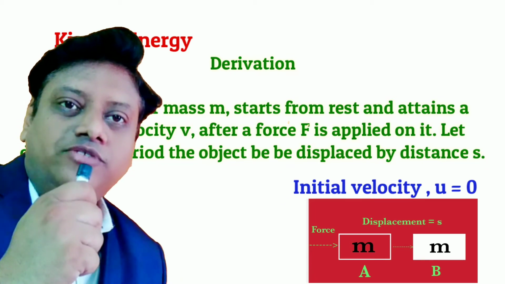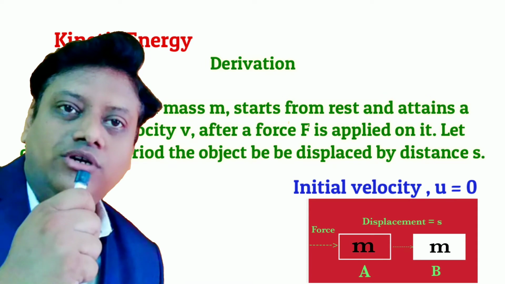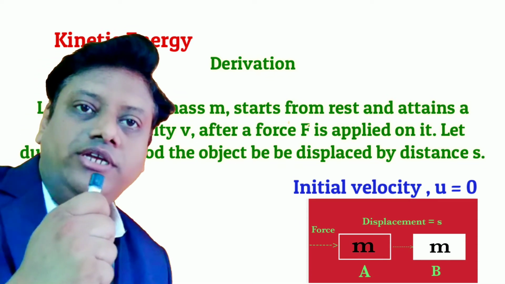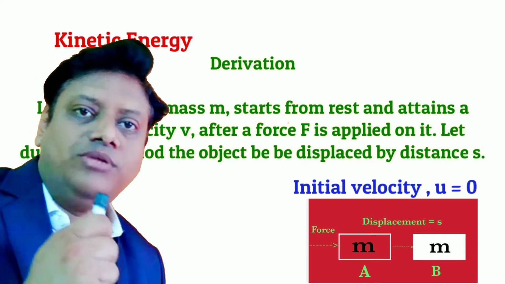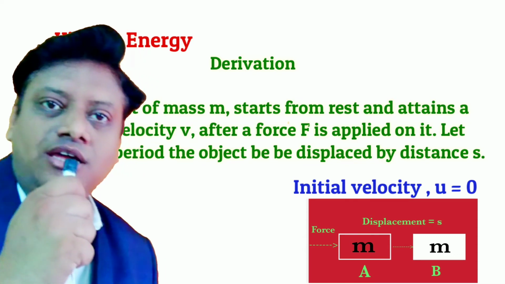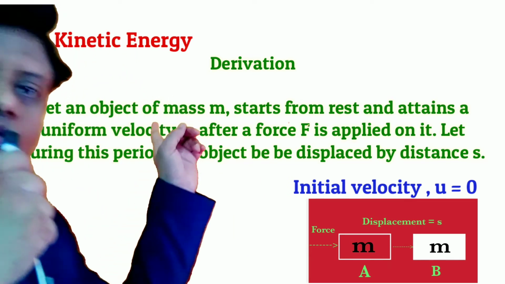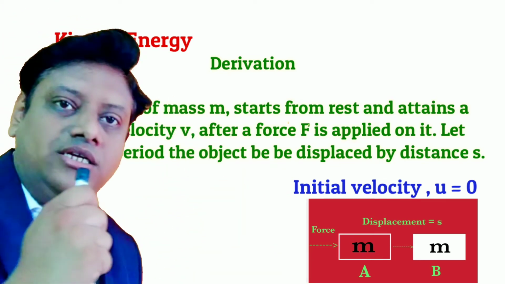So now, students, we are studying the derivation for the kinetic energy of a body of mass m moving with velocity v, which starts from rest initially. That means at the initial stage, its velocity will be 0. So we take u equal to 0, as you can see on the board on the back side.